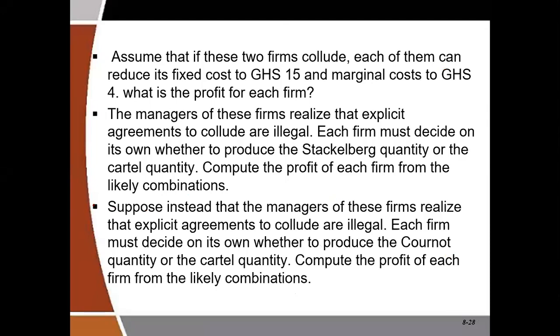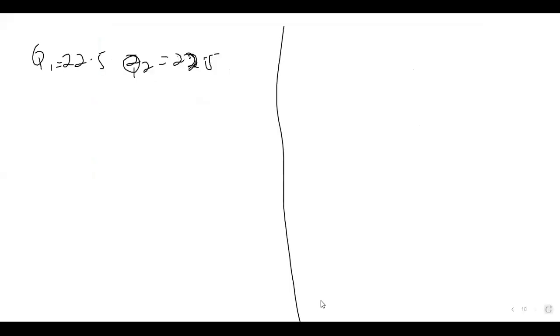Now in the former question, it says that suppose instead that the managers of these firms realize that explicit agreements to collude are illegal. Each firm must decide on its own whether to produce Cournot or the collusion or the cartel. Compute the profit from the likely combination. So sorry about that, I skipped to question 2. Let's resolve this one for question 1 before we go to question 2, okay?